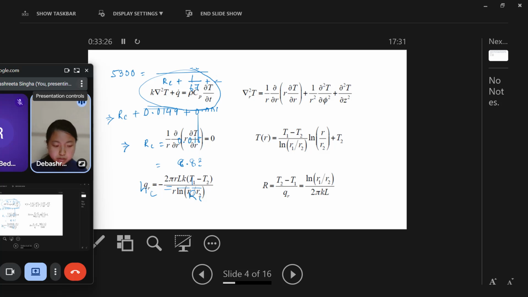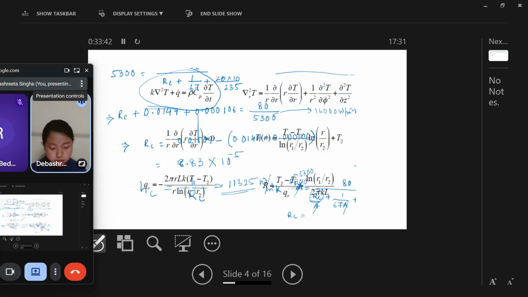Now for planar coordinates, we have seen the Cartesian coordinates. We have seen last day itself how the function of T looks like. But in spherical, I mean in radial coordinates, it looks like this.